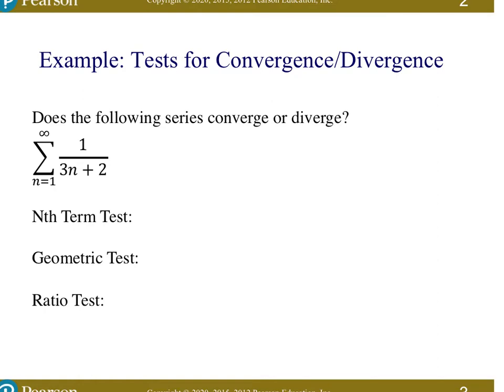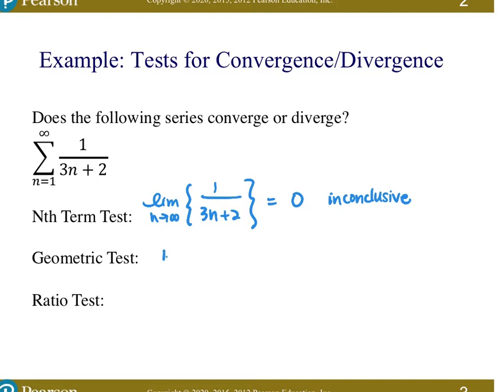The series 1 over 3n plus 2, the quantity from 1 to infinity. Does it converge or diverge? So if we apply the nth term test here, and we say, well, what's the limit as n approaches infinity of the term 1 over 3n plus 2, we are going to get the result of 0, which is inconclusive for the nth term test. It doesn't tell us if it diverges or converges.